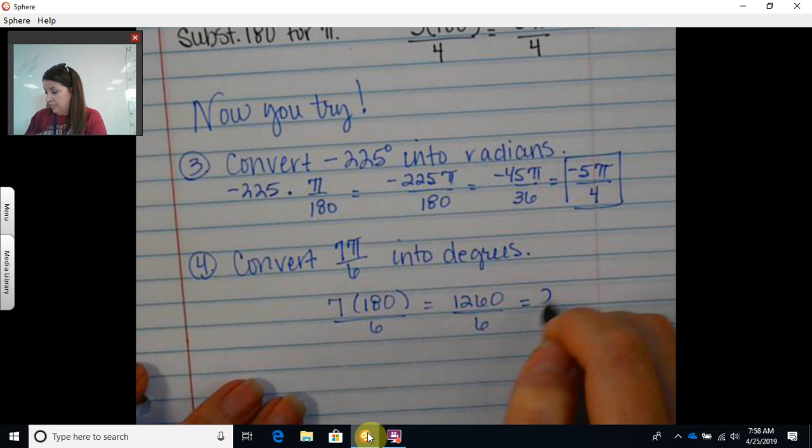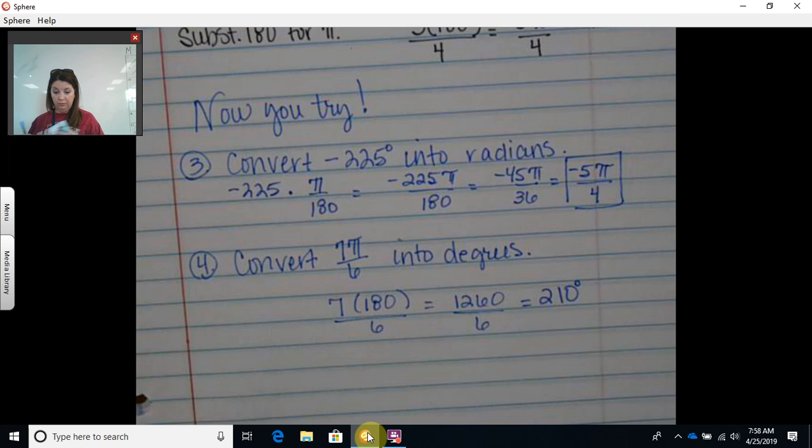All right, so that equals 210 degrees. Coolio? Anybody have questions? All right. Should we take this with you? All right, so now take that unit circle that I gave you.